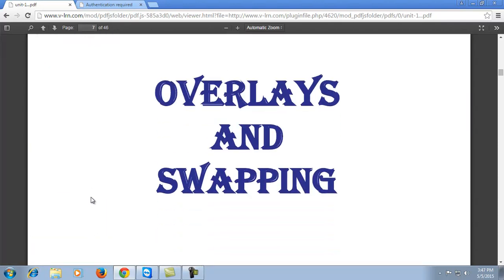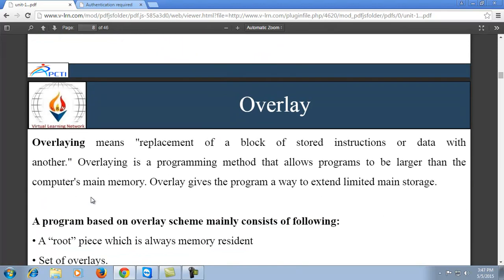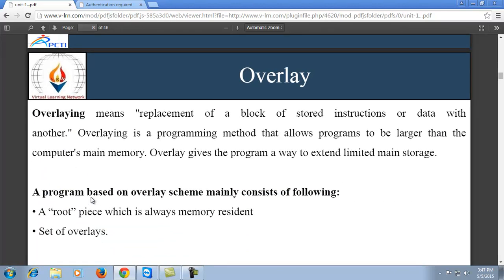The next topic is overlays and swapping. Overlay means replacement of a block of stored instructions or data with another. Overlaying is a programming method that allows programs to be larger than the computer's main memory. Overlay gives the program a way to extend limited main storage, or a way to store much more data compared to the existing available space.